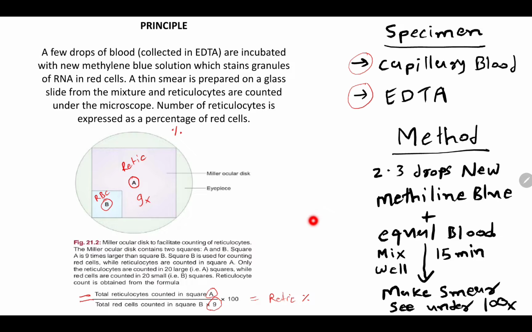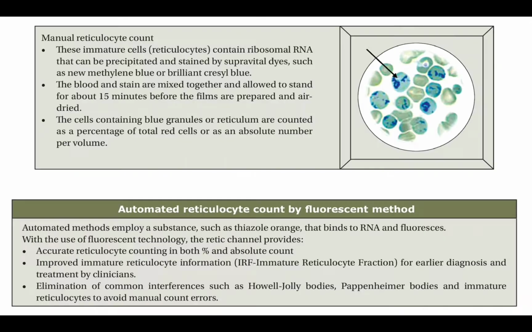But the most commonly used method in laboratories is the manual method on the smear, in which 1000 RBCs are counted. Along with the 1000 RBCs, we count the retics, and we report it as a percentage per 100 RBCs. Reticulocytes contain ribosomal RNA. They can be precipitated and stained by supravital dyes, as already mentioned.